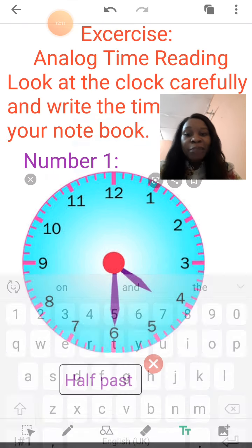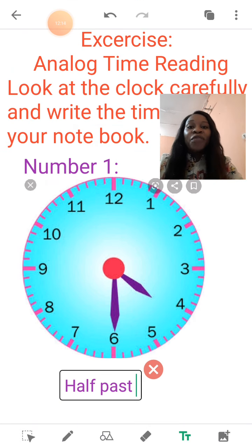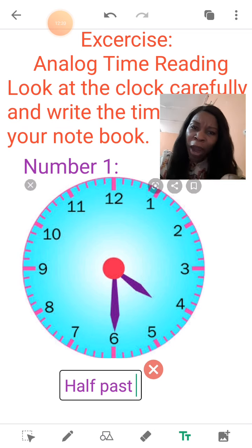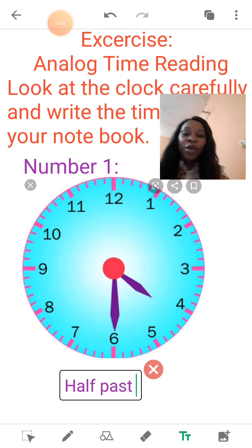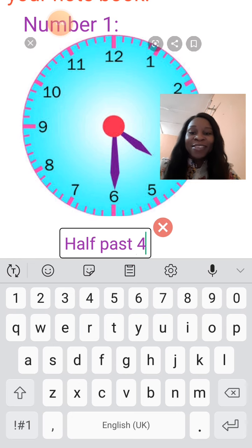And then you come back. Now we have identified the minute hand. We want to identify the hour hand. Now the hour hand is the shortest hand. Now, where is the hour hand? Is it on 4 or is it on 5? How do we know? I said that once the hour hand is on the past angle, which is 12, 1, 2, 3, 4, 5, 6, in between those numbers, you pick the number that the hour hand has just passed, and which is 4. So my time is 4:30.